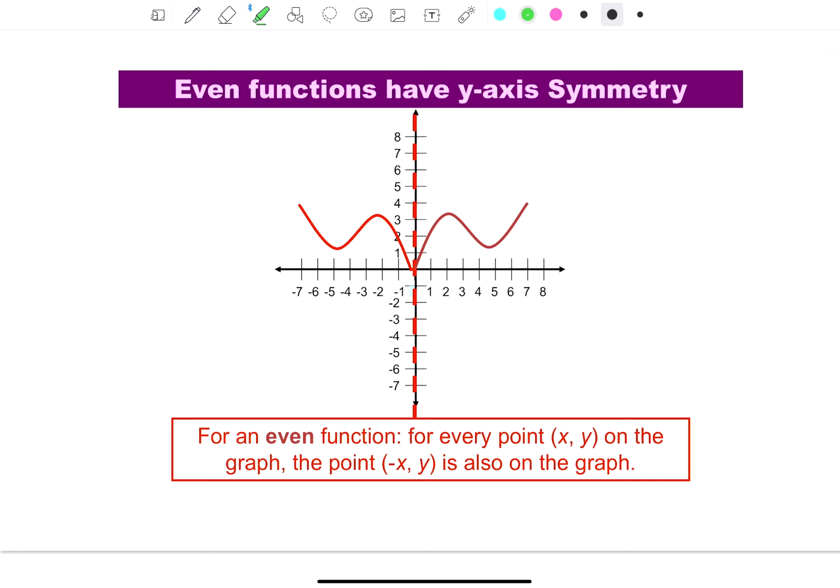Even functions have y-axis symmetry. Here's an example of an even function, and we can see the y-axis acts like a mirror. If (x, y) is a point on the graph, (negative x, y) is also going to be a point on the graph.